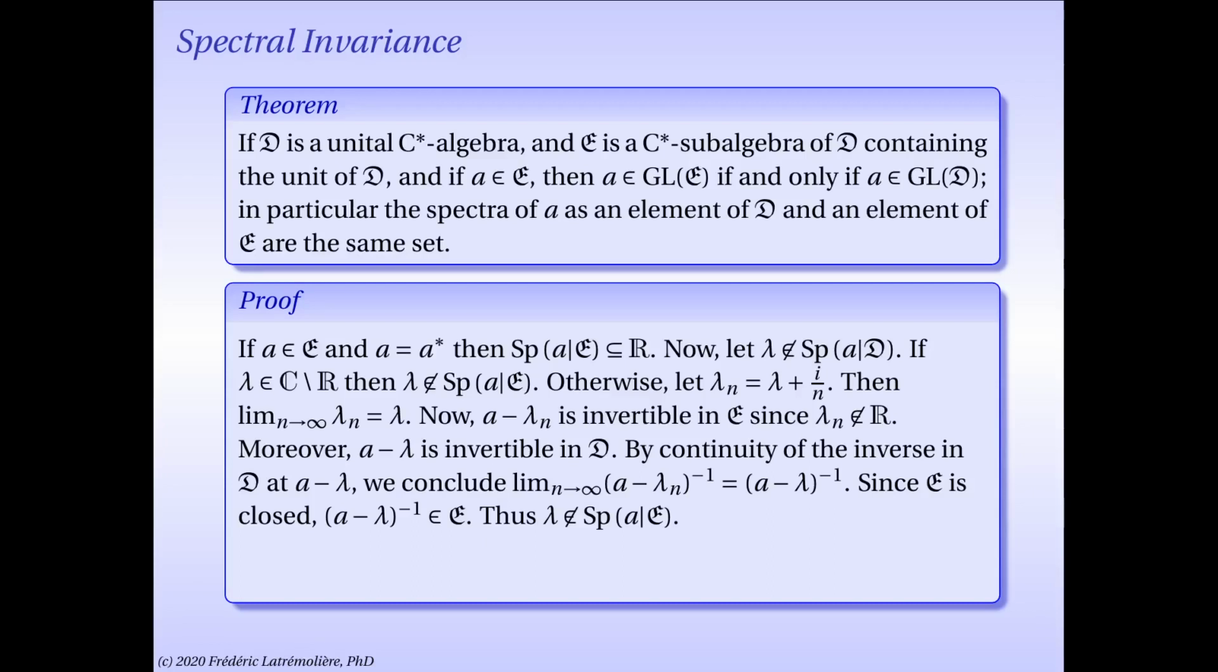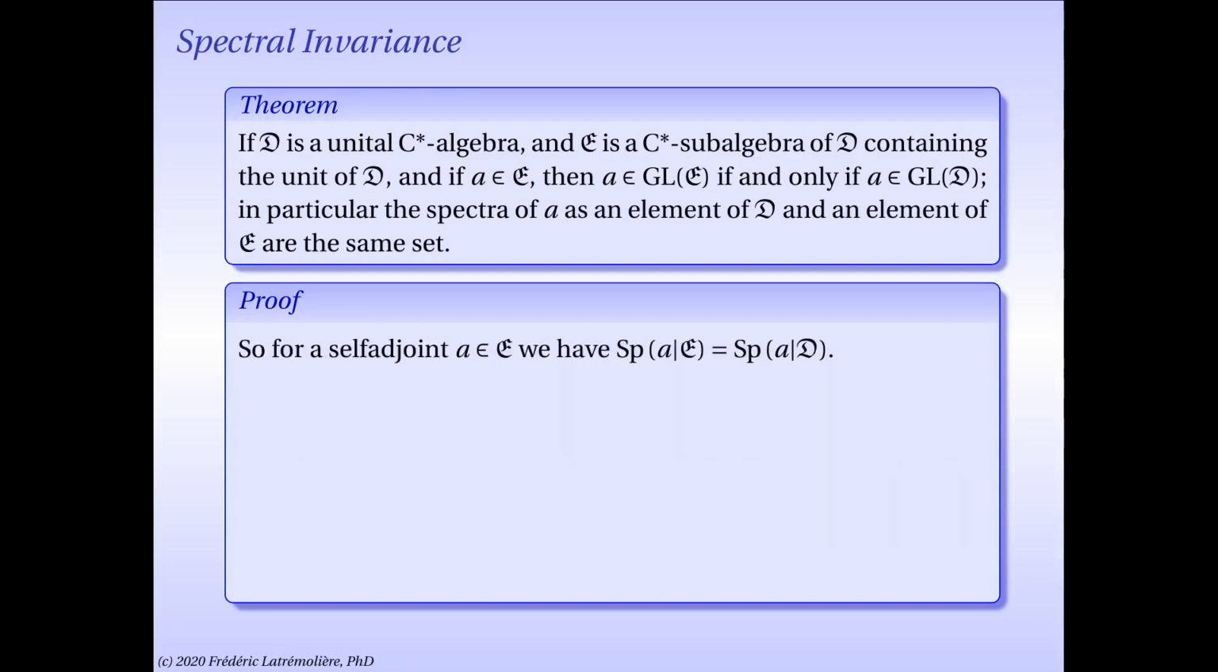So, putting the implication backward, if lambda is in the spectrum of A computed in E, then it is in the spectrum of A computed in D. So now our theorem is proven in the special case of self-adjoint elements of E, and I'd like to generalize it to arbitrary elements of E.